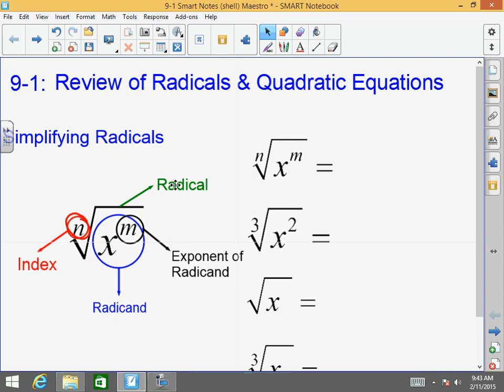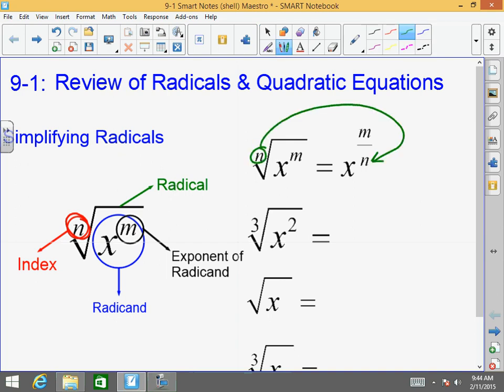When you have a radical, you can convert that into a base with what's called a rational exponent or a fractional exponent, as such. When you have the nth root of x to the m power, the n becomes the denominator of the rational exponent, and the m becomes the numerator of the rational exponent. So in real application, the third root of x squared would be x to the 2/3. Does that make sense? You got it? Okay.